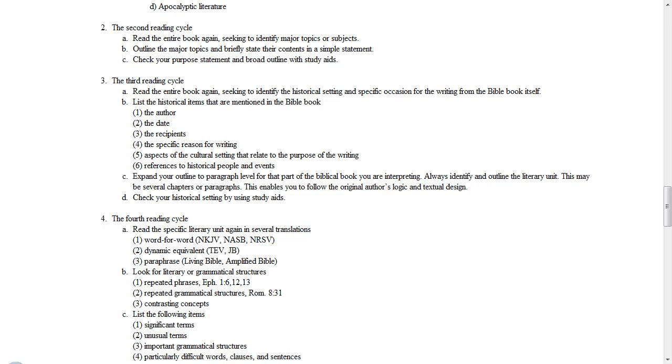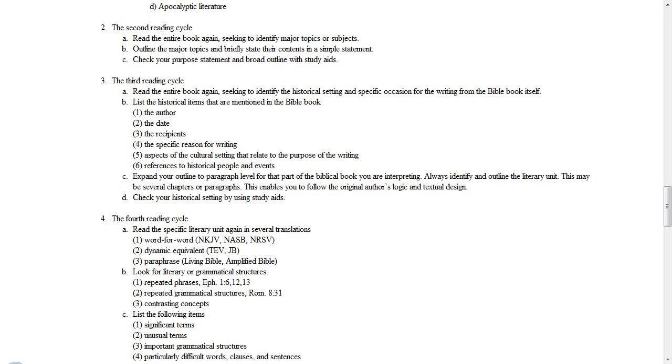Which brings us to the third reading cycle. At the third reading cycle, you're going to read the book again. So at this point, you've read the book at least 4 times, if not 5. And at this point, you're going to try to identify the historical setting of the book itself. You can list the historical items.